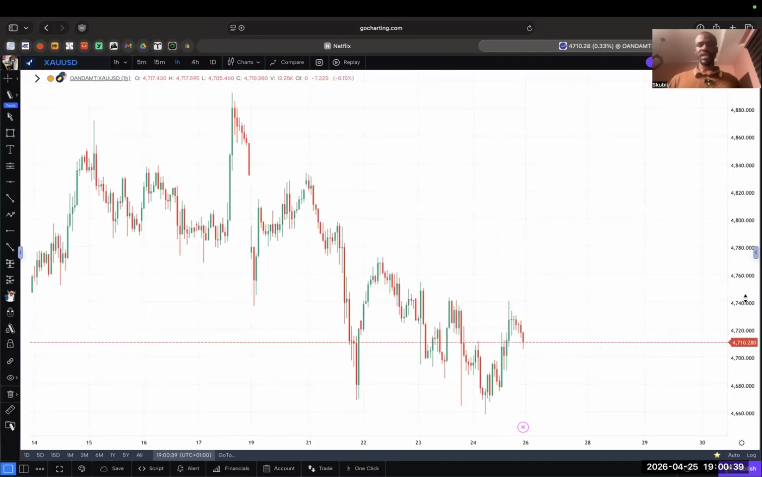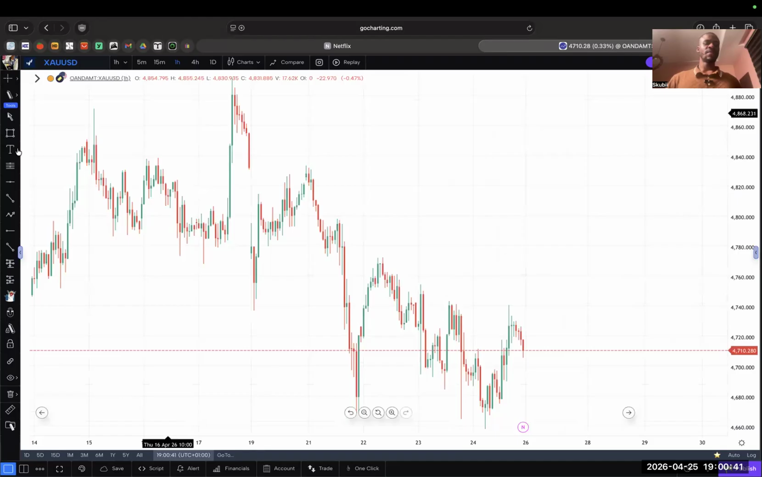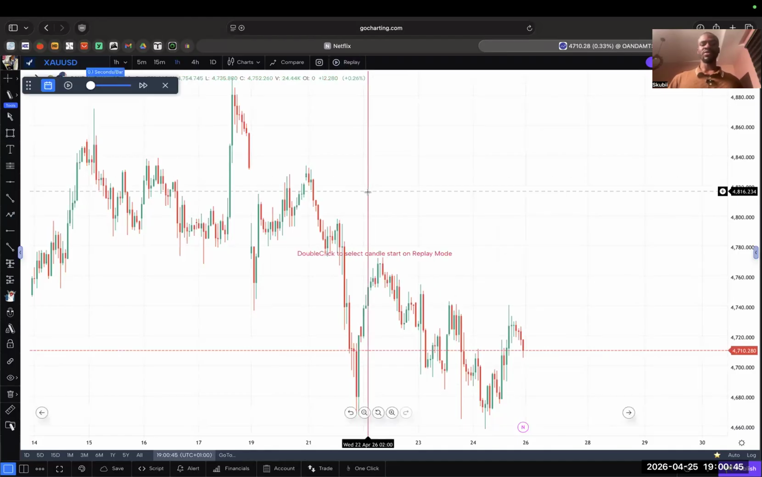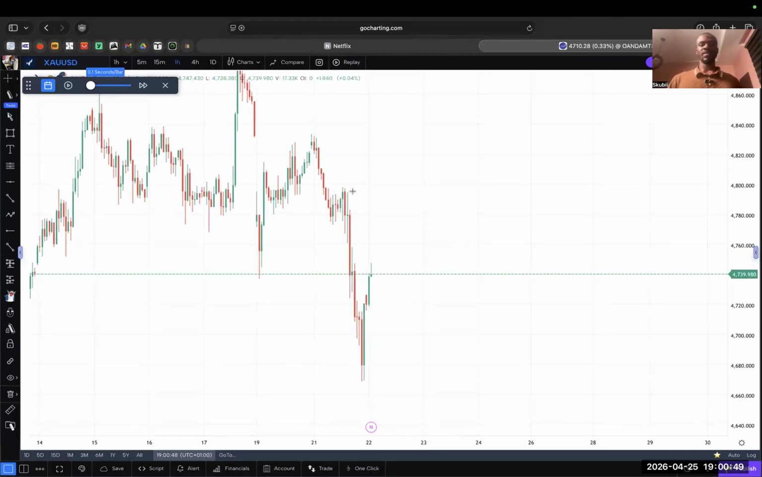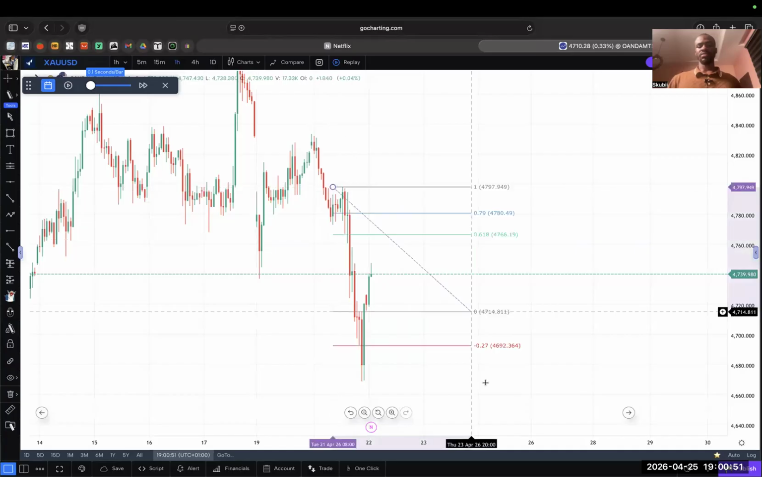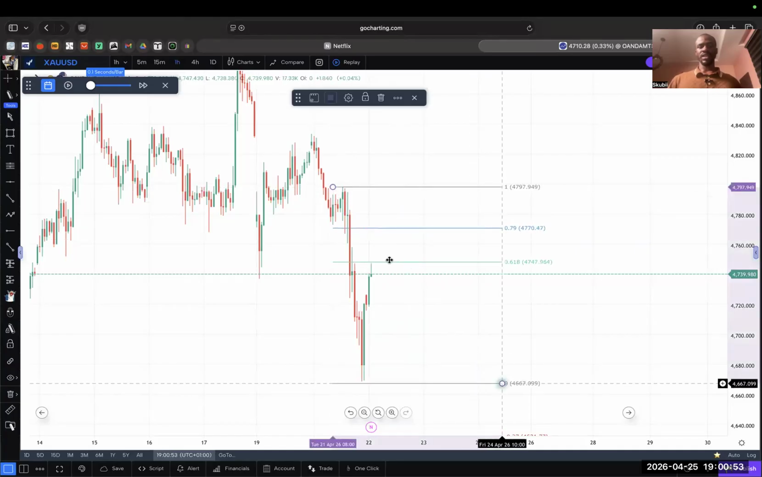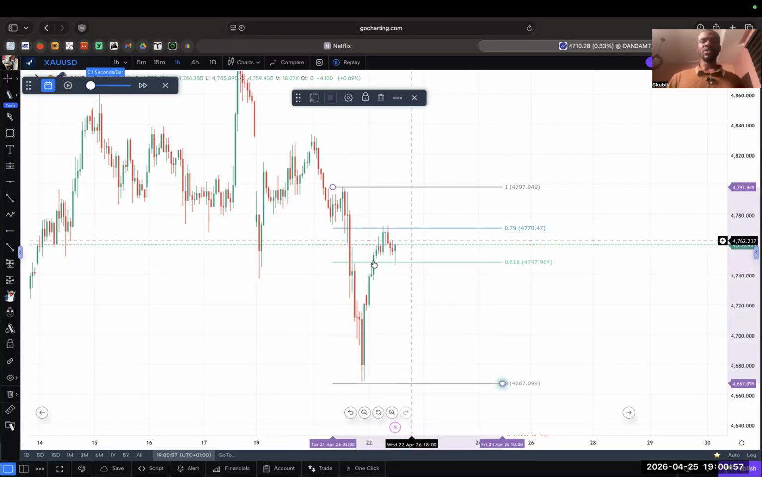So see this one. But why I did not take it was because it did not work with Fibonacci. And at the same time, it did not work with support turning into resistance, resistance turning into support. So if we plot our Fibonacci here from the most recent high to the most recent low, you see that our Fibonacci level is here. Now watch what happened. Price went up to tap that 0.79 level before selling.